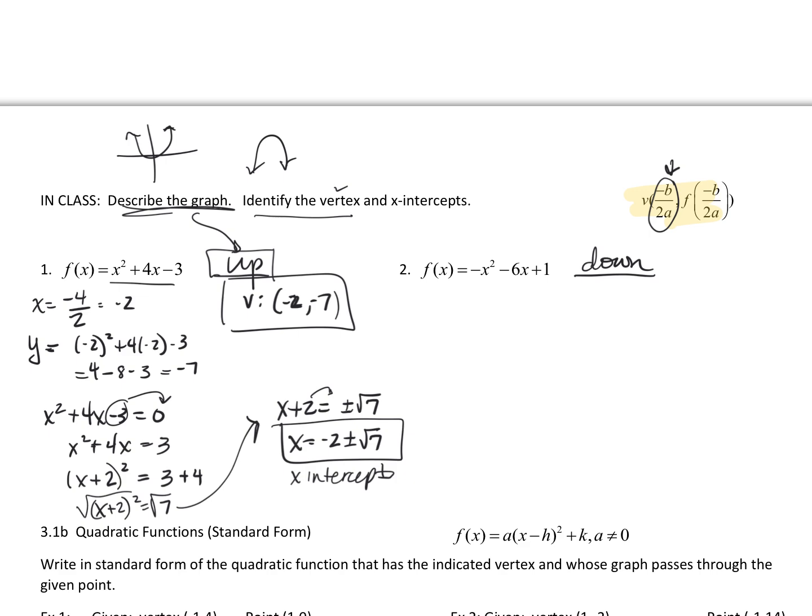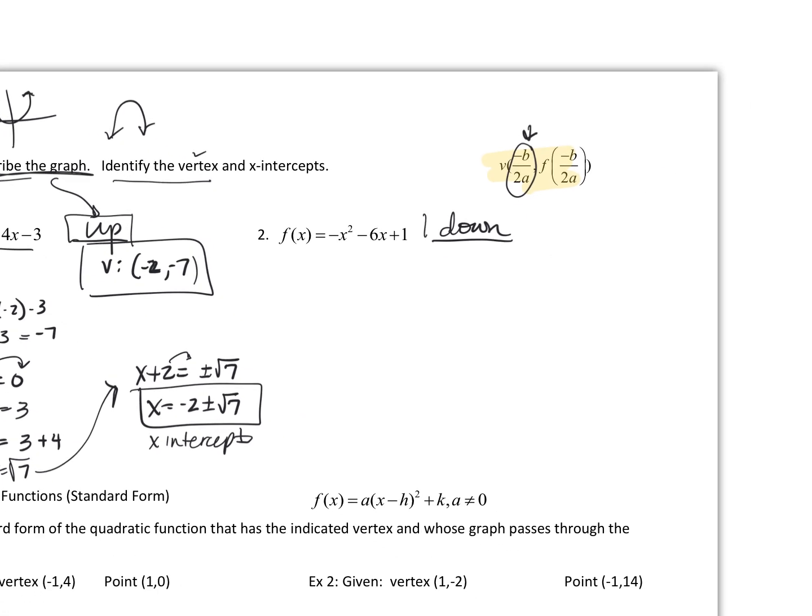Let's try number 2. You already told me it opens down. Let's figure out the vertex. So the vertex says negative b is negative 6, it's going to be positive 6, over 2 times a, so 2 times negative 1. So that's negative 3. So x is going to be negative 3 something. And then we're going to plug in that negative 3 and see what we get.